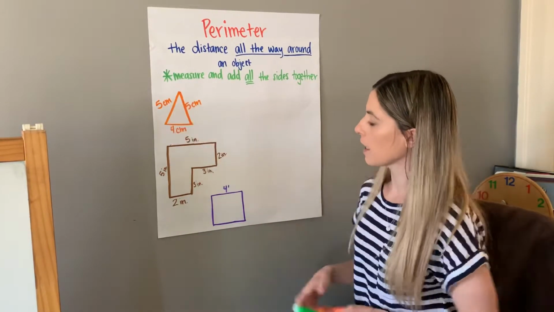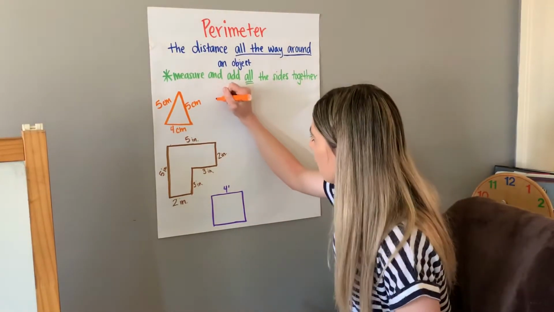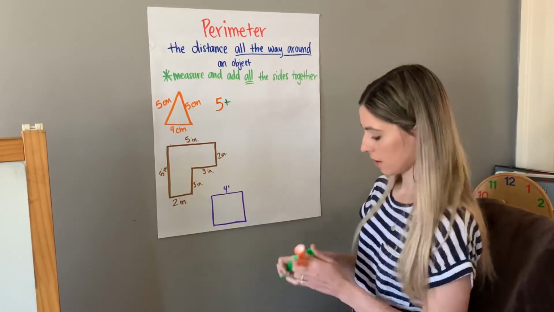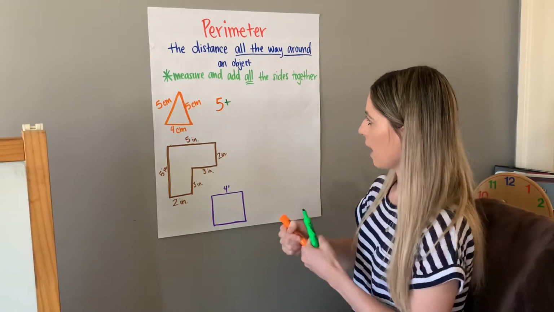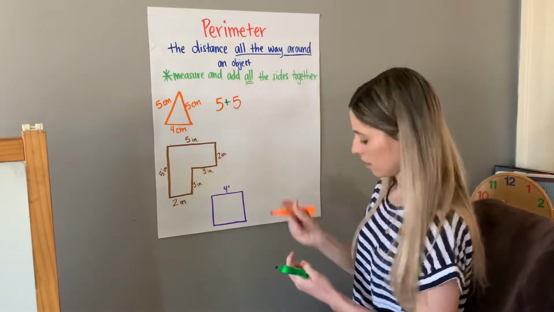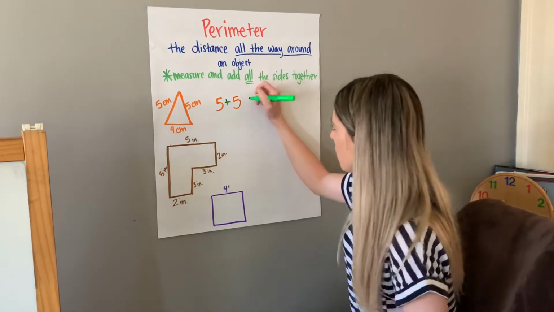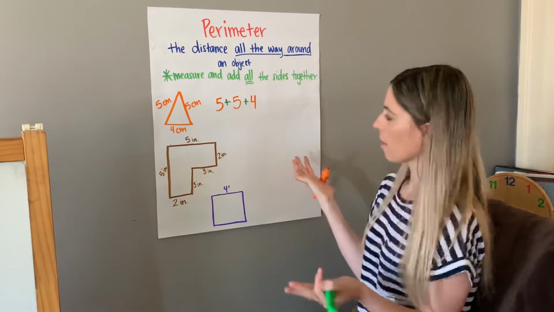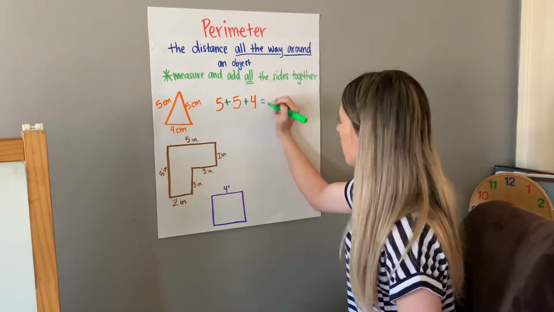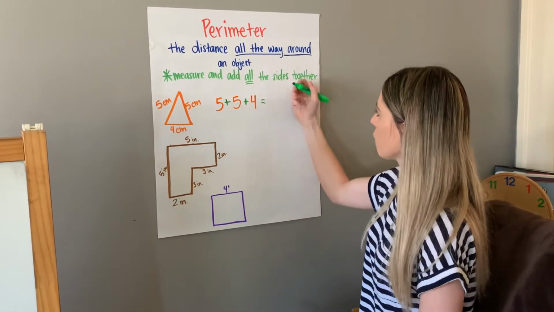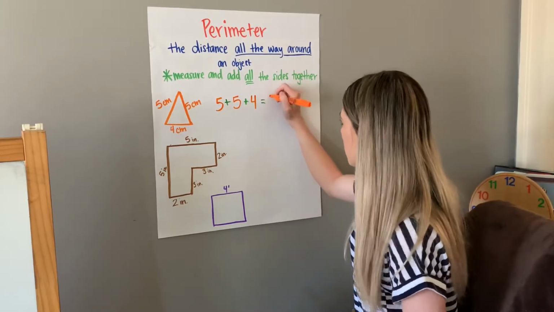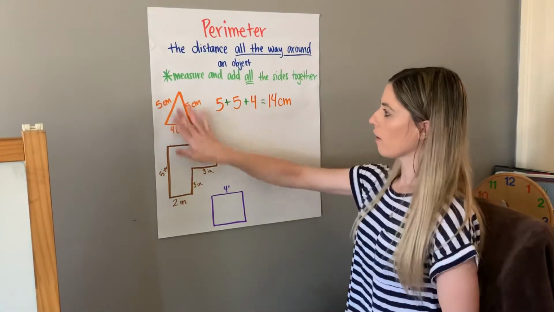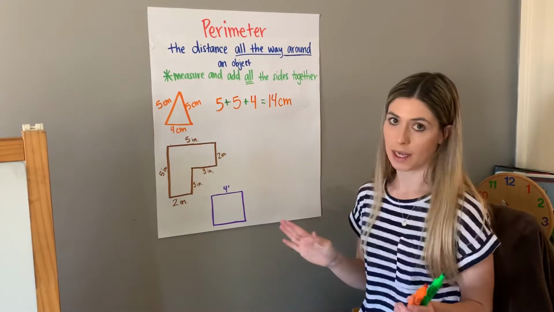So this first side is 5 centimeters. So I'm going to put 5 plus, this side is 5 centimeters plus, this side is 4 centimeters. And that's all my sides, so I'm going to add it up. 5 plus 5 is 10. 10 plus 4 is 14. My answer is 14 centimeters. Once I have all the sides numbers written down, I'm done.